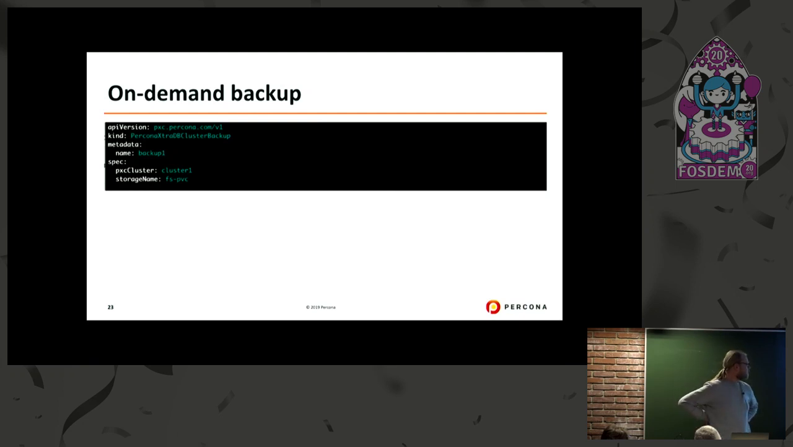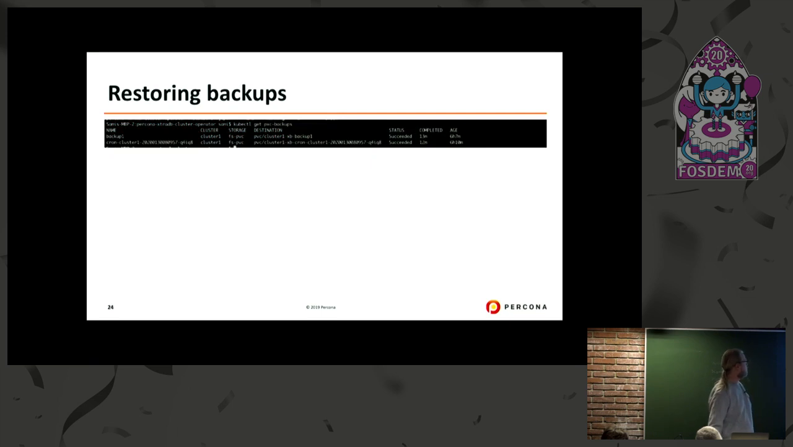And if you happen to think of taking a backup on demand, just apply a file like this to the operator. Create a backup called backup one from cluster one, store it on my Kubernetes persistent volume. Apply that and wait a bit and run kubectl get pxc backups. And we will see my backup has been created, took 13 minutes, 6 hours old, whatever. Backups happen, yeah, super easily.